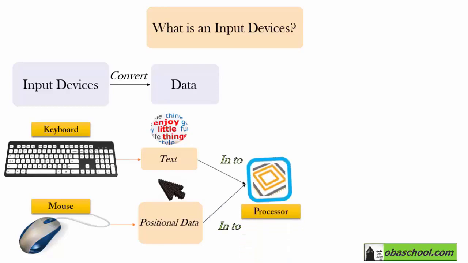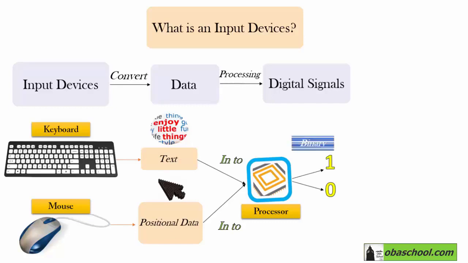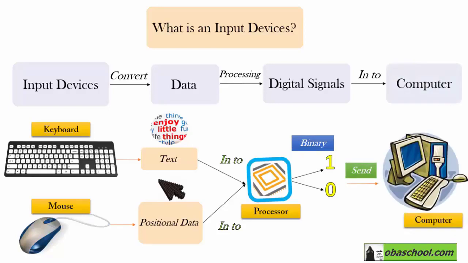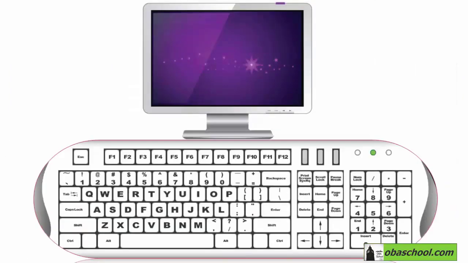After entering the data using either the keyboard or the mouse, it goes to the processor in order to be processed. Then after processing the data, it will be transferred into digital signals 0 and 1, which are called the binary. These binary signals will appear on the computer's screen to be used or seen by the user. Let's discuss how this operation is done.